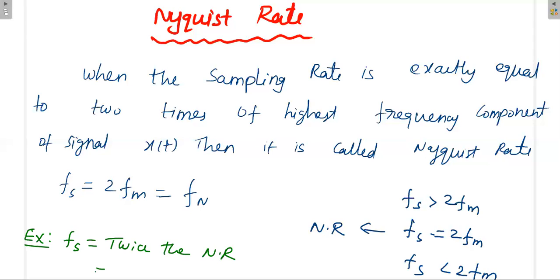Nyquist rate is 2 FM, so twice that means 4 FM. So we are taking 4 FM samples per second. That is the concept. Twice the Nyquist rate, or 3 times the Nyquist rate, or 10 times the Nyquist rate, like that, it may be given in the problem. Now we will solve one or two problems based on this.